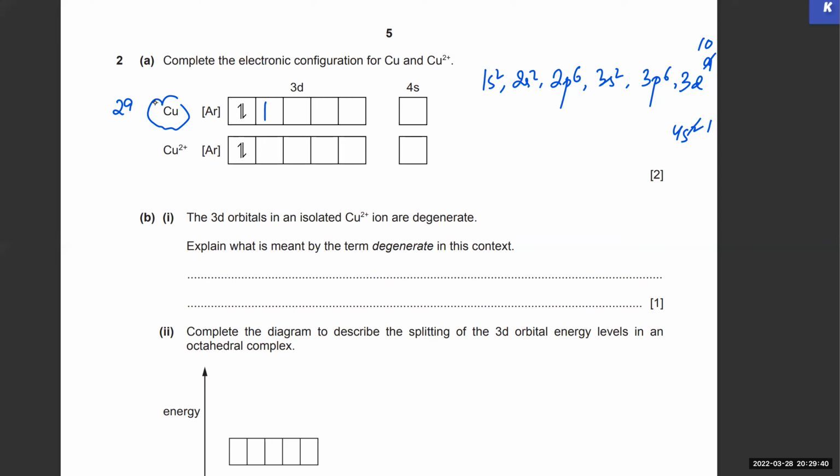So copper is actually 3d10 and 4s1. And copper 2+ would be that 2 electrons would be lost from the outermost shell. So it's now going to be having an incomplete subshell.